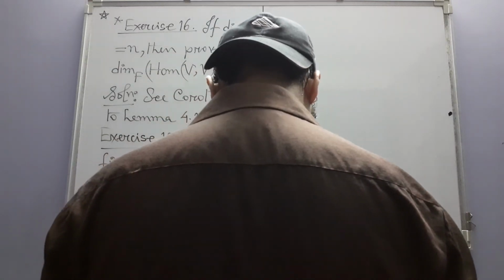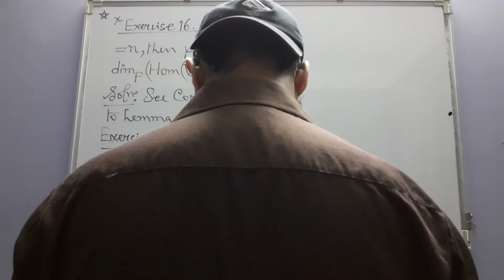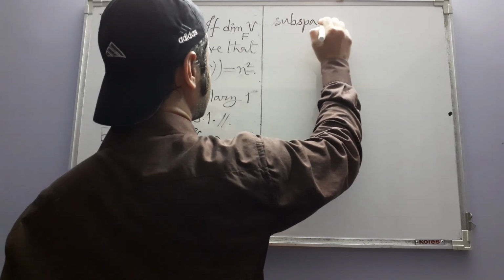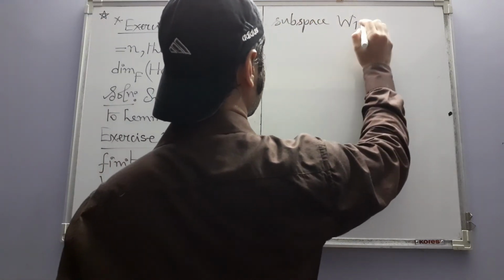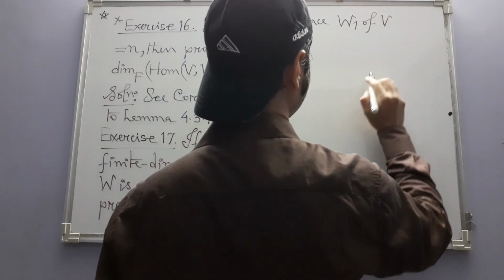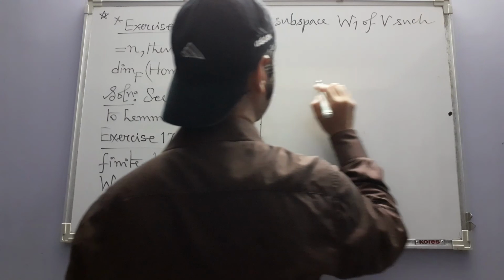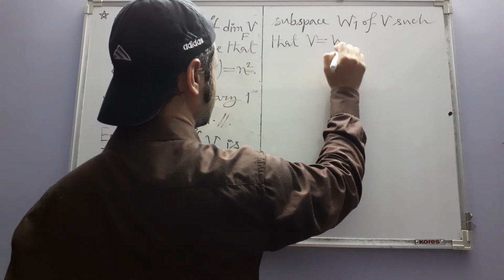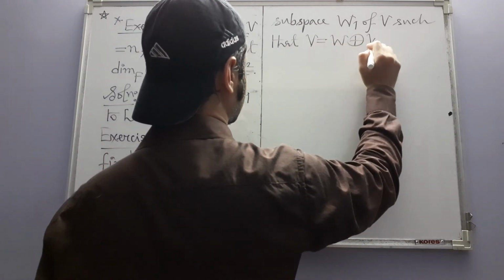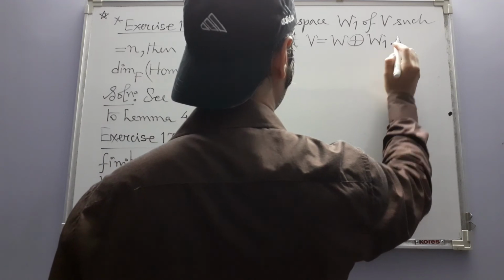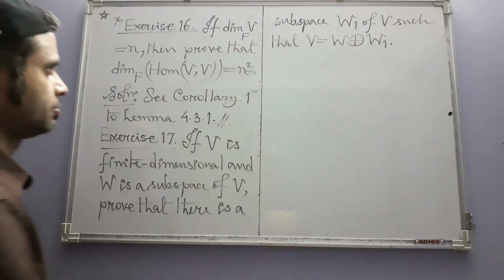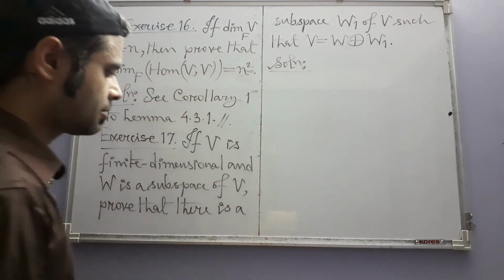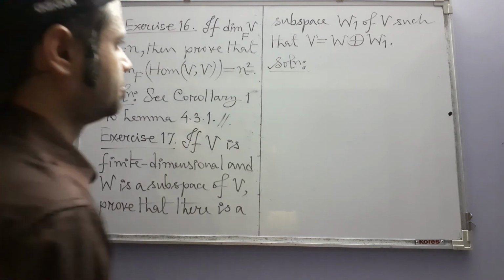There is a subspace W1 of V such that V is the direct sum of W and W1. This one also, I will write a solution, but it will be sketchy. I will leave some details to you.